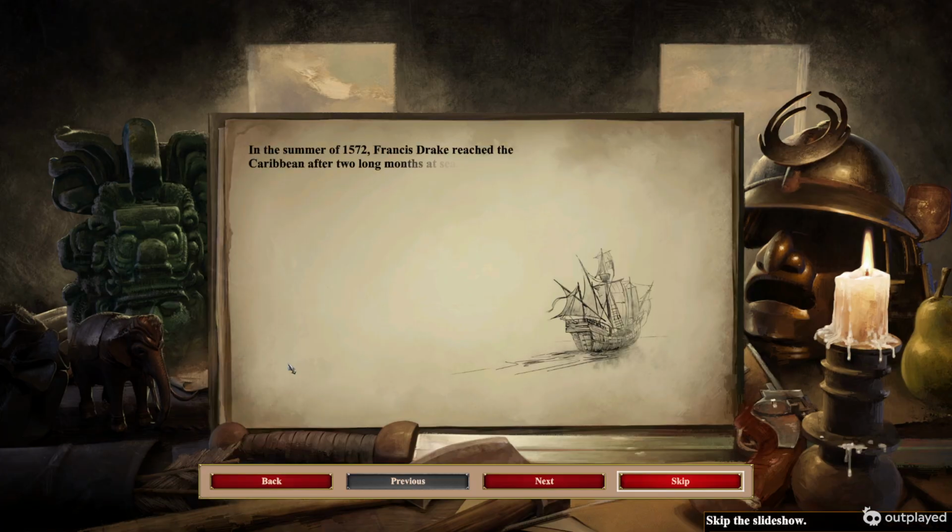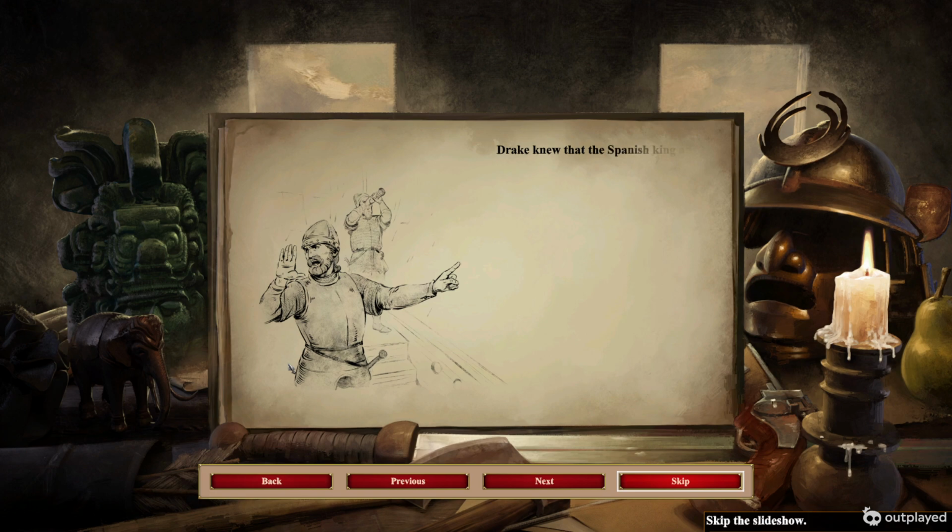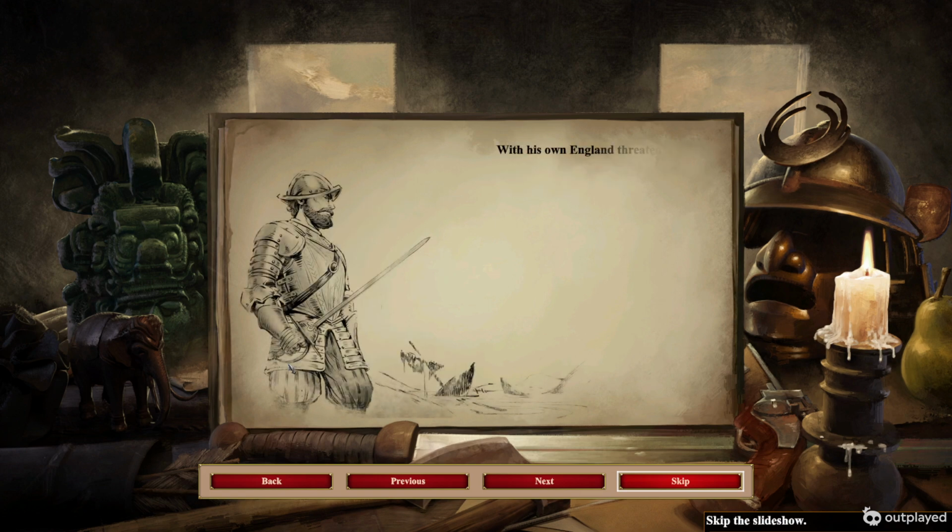In the summer of 1572, Francis Drake reached the Caribbean after 2 long months at sea. From his ship, he saw the rising outlines of the islands. These were part of the lifeblood of the Spanish Empire, the stopping points for galleons filled with gold and silver mined in Peru. Drake knew that the Spanish king and his viceroy were greedy. The cannons on these galleons had been removed to make more room for gold. With his own England threatened by the Spanish king, Drake concocted his daring plan to plunder the Caribbean and seize these unarmed galleons. If all went well, the Spanish would have no idea what would hit them, and Drake would become a rich man.